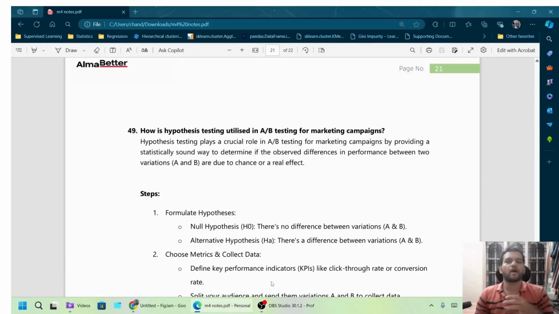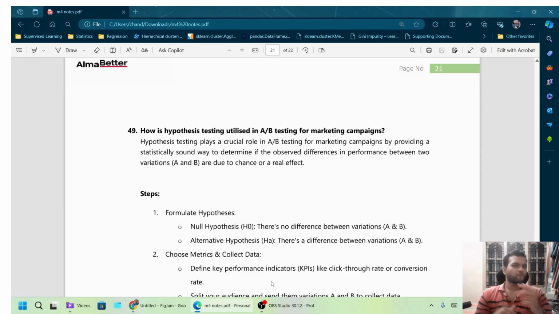Let us go ahead with our last question. How is hypothesis testing utilized in A/B testing for marketing campaigns? Hypothesis testing plays a crucial role in A/B testing for marketing campaigns by providing a statistically sound way to determine whether the observed difference in performance between variation A and variation B is due to real effects. Let us see one by one.